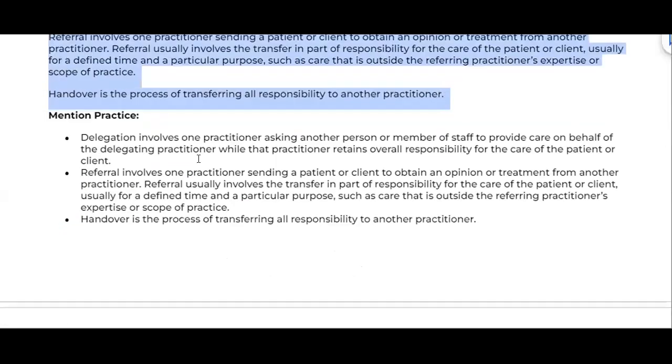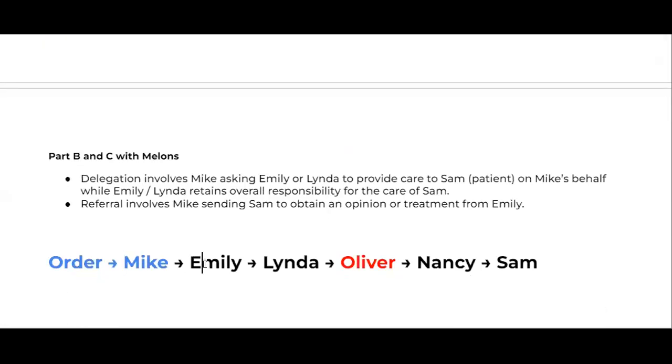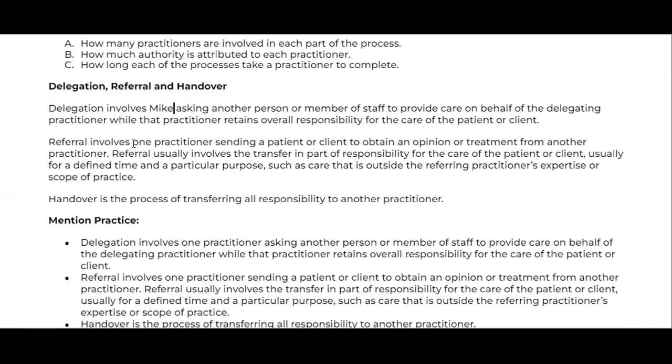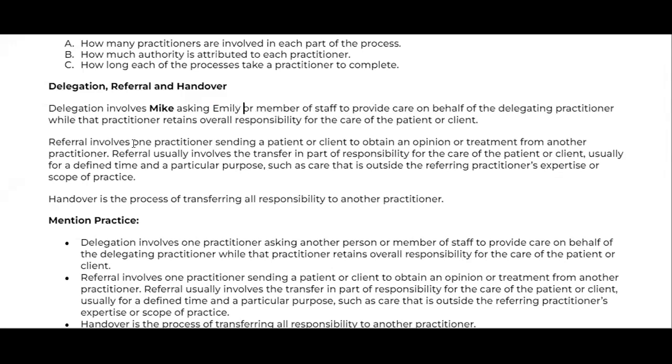We have certain characters here. First one is Mike, second is Emily, third is Linda, then Oliver, Nancy, and Sam. Look at this one. I'm going to change this one. You can see delegation, referral, and handover. Delegation involves one practitioner. One practitioner is Mike. Every time, the first person will be Mike. You have to become familiar with Mike. Asking another person, who is the second one? Emily. Always remember Emily. Or member of staff to provide. Who is the third one?